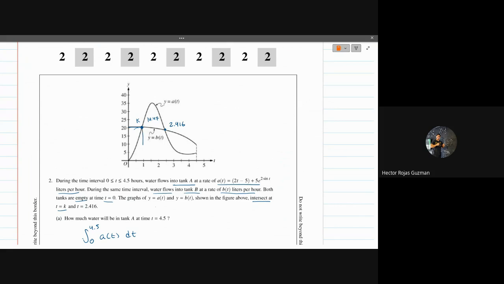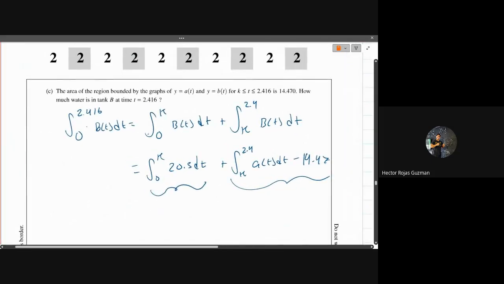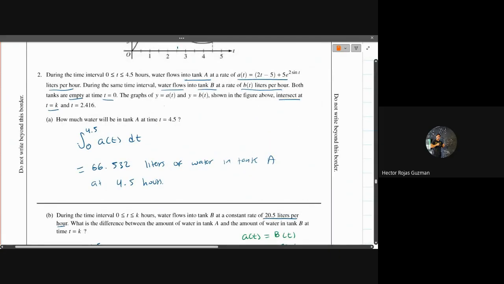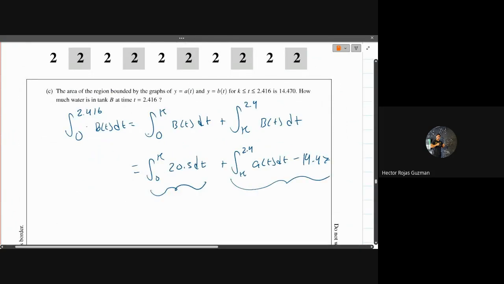Well, tank B is this, right? We're trying to figure out all this quantity, because we're trying to figure out how much water the tank has after 2.416 hours. Maybe I should erase my work so you can see it fresh. Nah, let's just go ahead and do it. I start with my first integral right here because I want to figure out how much water is in tank B. I don't overthink it. I just do the integral from 0 to 2.4 of B of t dt.